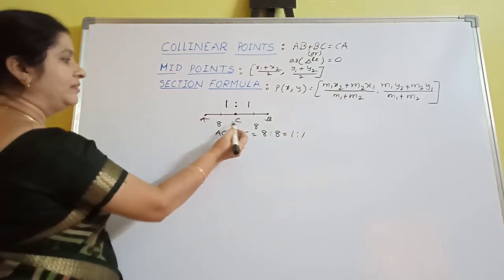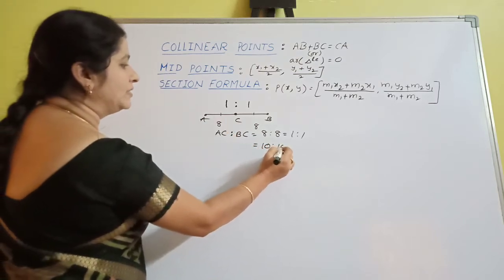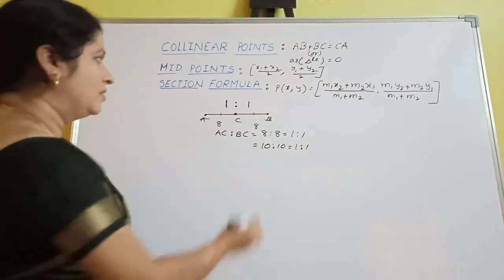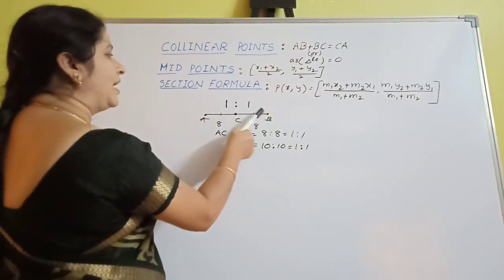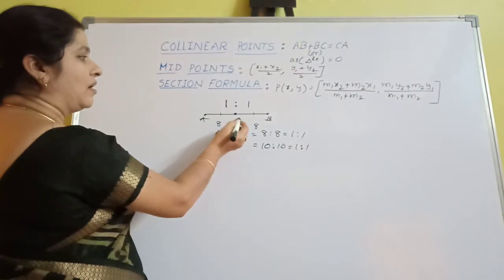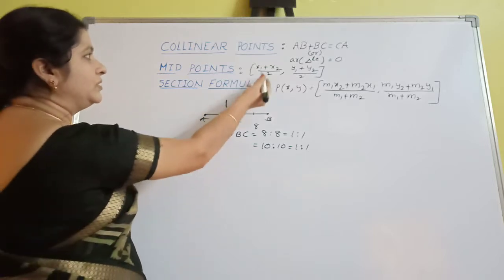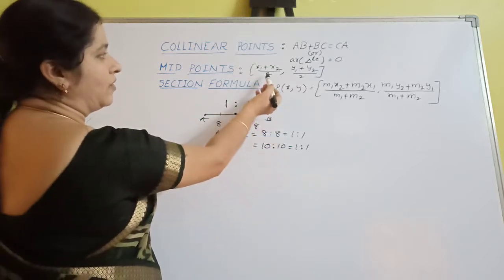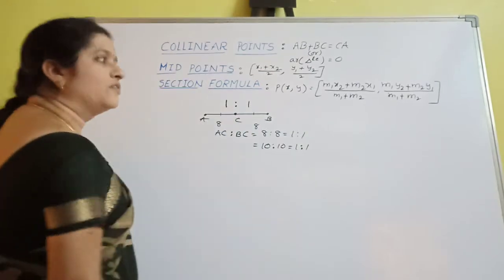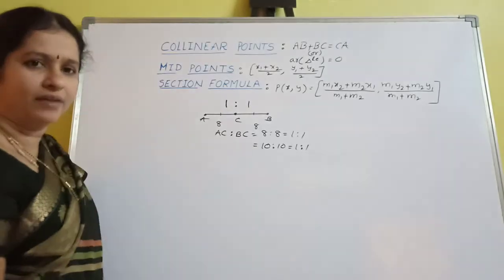Suppose AC 10 centimeters, BC also 10 centimeters. So the ratio is 1:1. So if a point divides the line segment into 1:1 ratio, then it is called a midpoint of the line segment. So how can we get the midpoint formula? First we have to see the section formula. By using this we can find the midpoint value.